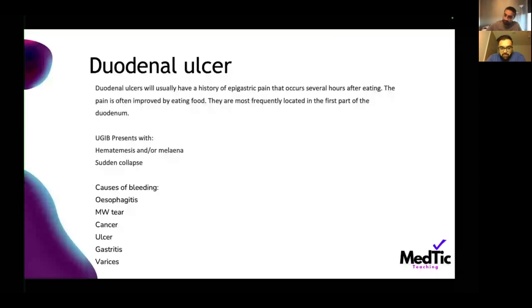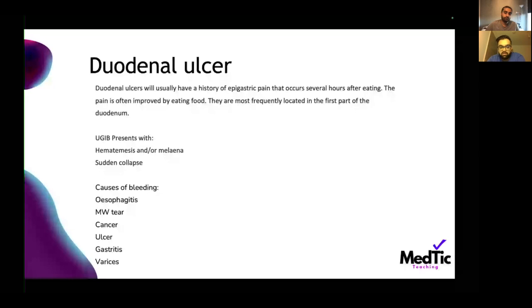So duodenal ulcers also most commonly present in the first part of the duodenum. What we've got here is an upper GI bleed because of the passage of melena, secondary to a duodenal ulcer, which is quite often the case, and you'll probably see it a lot when you graduate and start working. So with an upper GI bleed, you want to look for hematemesis and/or melena with a sudden collapse.